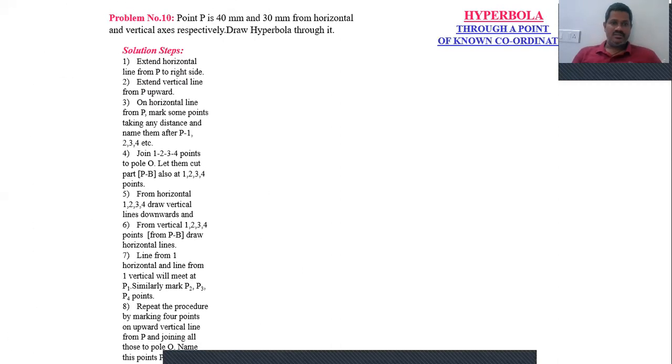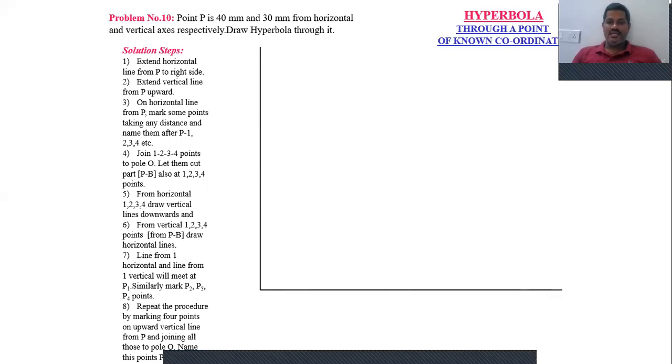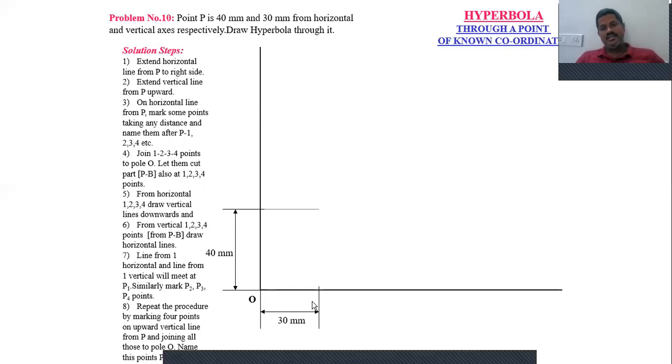Now draw a horizontal and a vertical line. Where these two lines intersect, we can call that the origin point. Locate a point at a distance of 40 mm height and 30 mm distance. But in the problem it is mentioned 40 and 30 mm horizontal and vertical respectively, so please make a correction. This length should be 40 and this length should be 30. Otherwise, take this value as 30 and this value as 40. So the height is 40 here and the horizontal distance is 30 here.